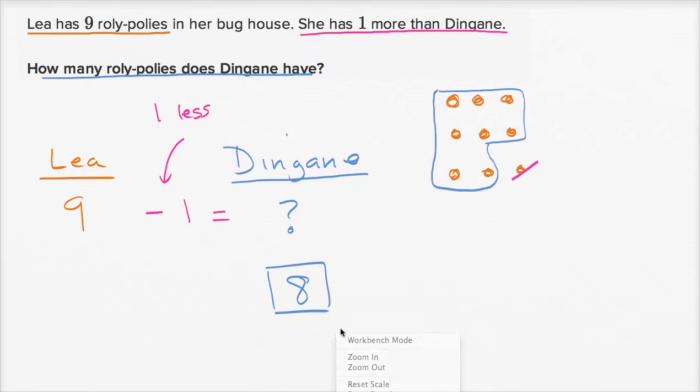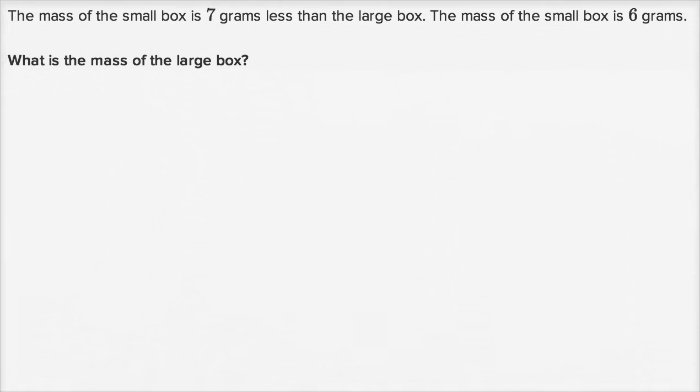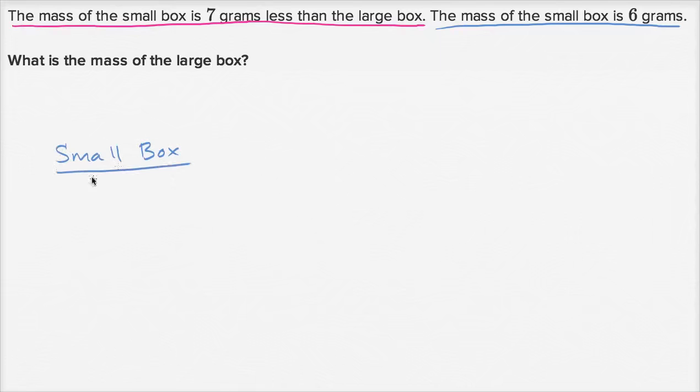Let's do one more of these. All right. Let's do one more. So they tell us the mass of a small box is 7 grams less than the large box. The mass of the small box is 6 grams. So let's write that. They tell us the small box has a mass of 6 grams.